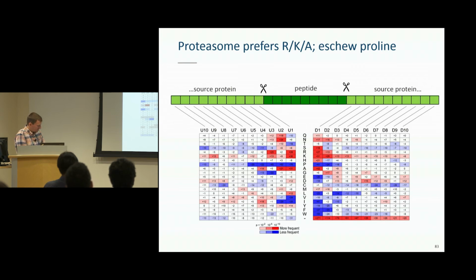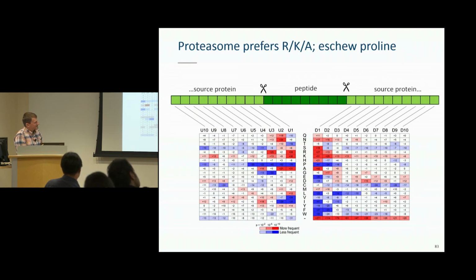The other pattern that we see is this depletion of proline. So the blue means we see proline in these positions much less frequently than we expect. And this corresponds pretty well to what we know about proline. It creates a kink in the peptide chain, and a lot of different proteases have difficulty cutting at or near prolines.